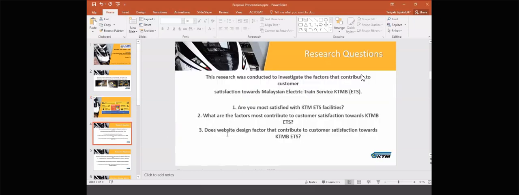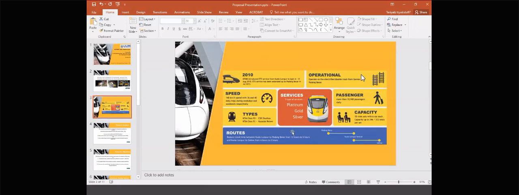Okay, so for the Platinum, Gold and Silver here, how do they classify them? Based on what? Based on age, based on the fee, or what?